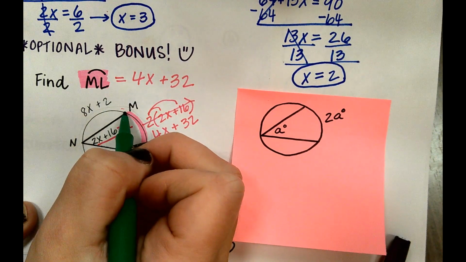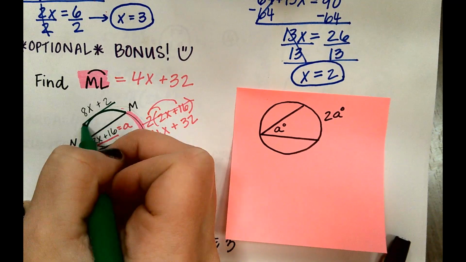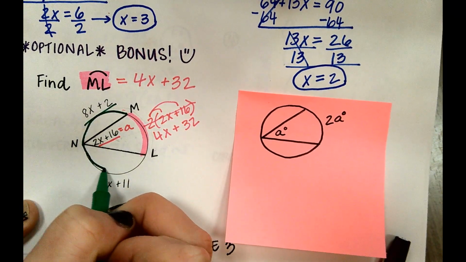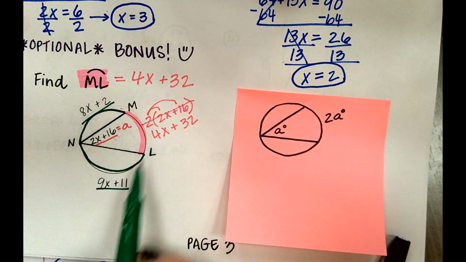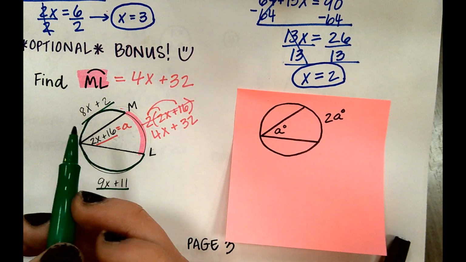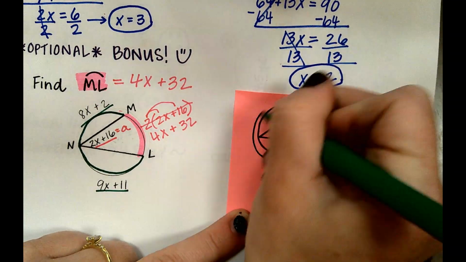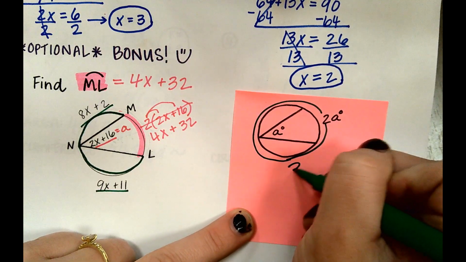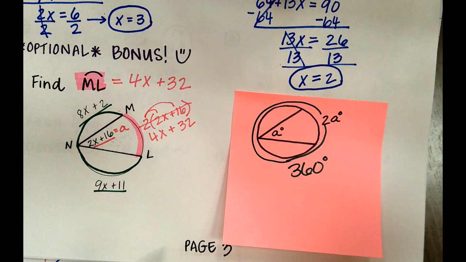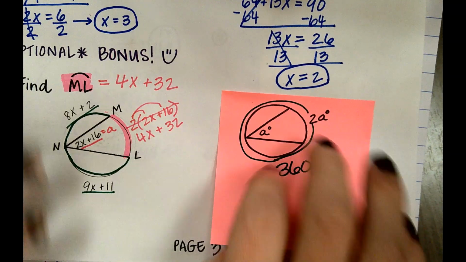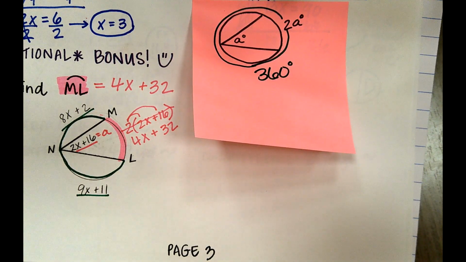So something we could do to just make sure of that: I see that from N to M, I have a measure 8x plus 2. From N to L, I have a measure 9x plus 11. And suddenly the whole circle has an outline. The whole circle is 360 degrees, so I'll make note of that on my sticky note. 360. I can just add these 3 arcs together and set it equal to 360 to solve for x. So let's do that.